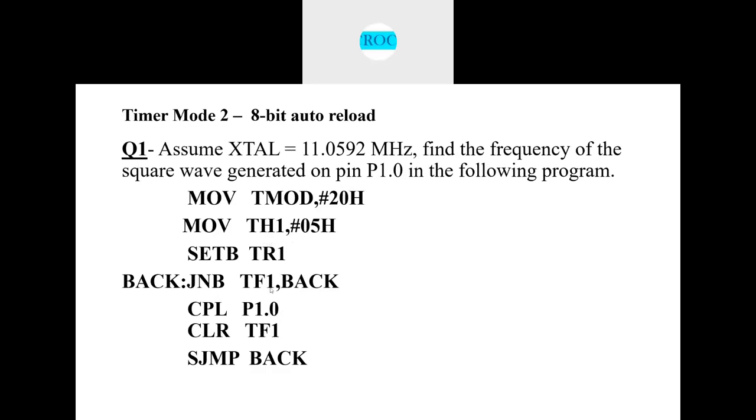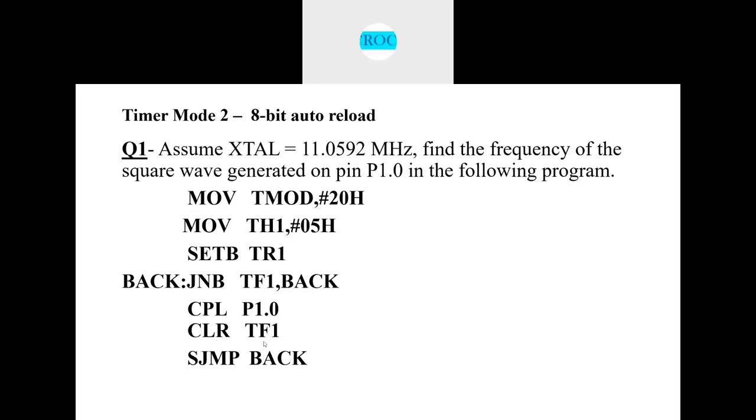So after the reset, the TL register will be initialized with 05h, since TH1 has 05, so TL1 will also have the 05h value. It will start counting from 05h, right? When the overflow flag is set, it comes to the next instruction, CPL P1.0. If the bit was 0 before, now the bit will be 1.